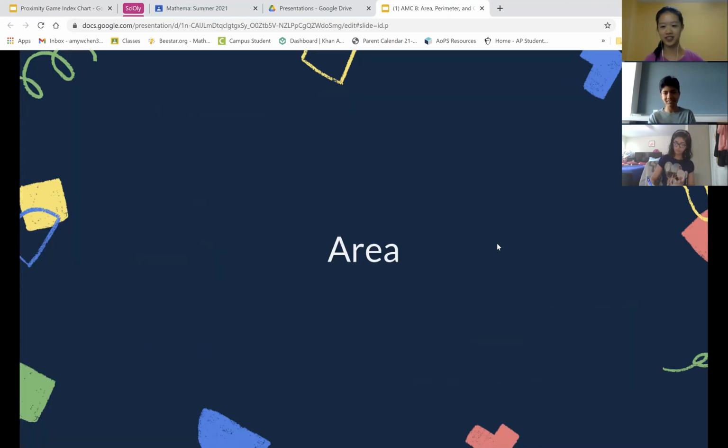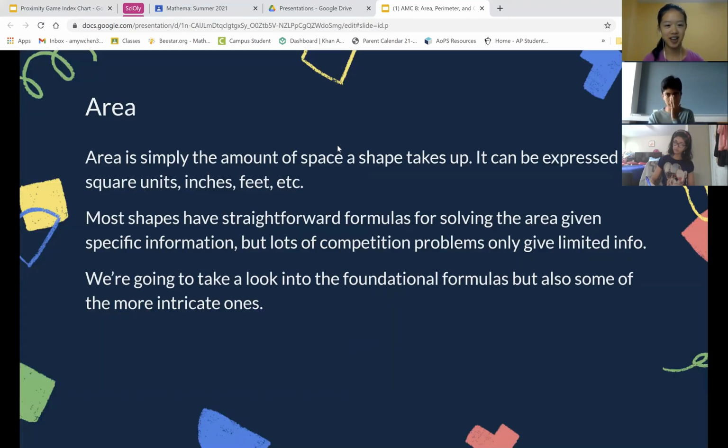Okay, so the first topic is area. Area is just the amount of space a shape takes up, and it's expressed in square units: inches squared, feet squared, etc. Most shapes have a straightforward area formula.